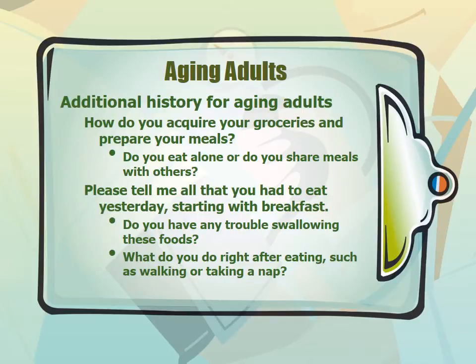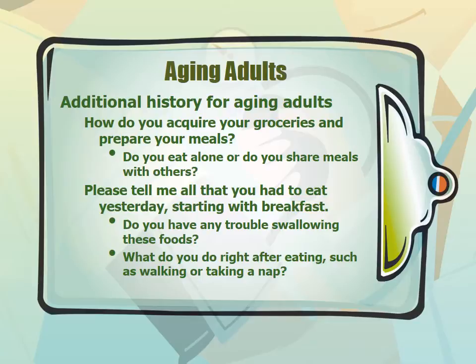How about in aging adults? Additional history that we want to gather for aging adults is we want to know how they get their groceries and how their meals are prepared. Do they do it? Do they have someone come in and do it? And do they eat alone, or do they share meals with others?